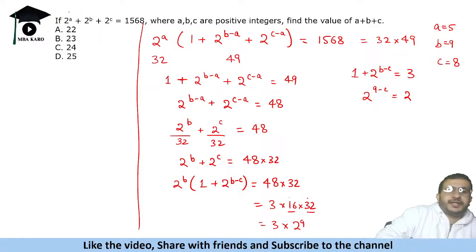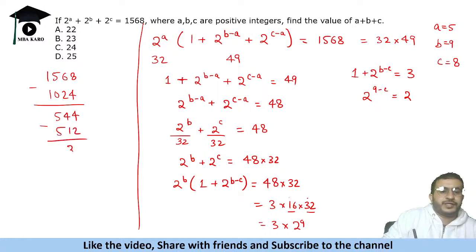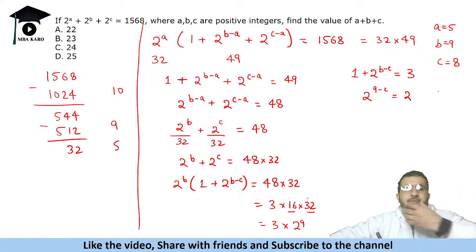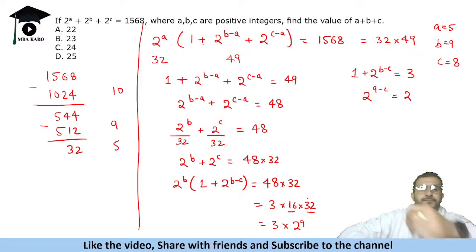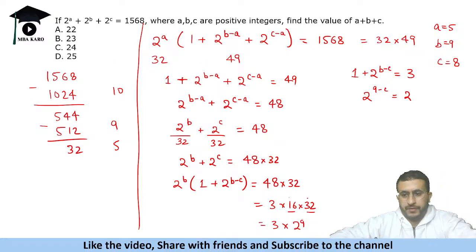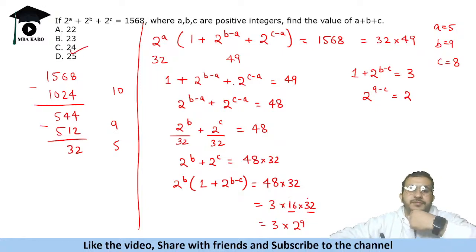वैसे दूसरी तरह से देखते हैं, that is a better way, कि 1568 में से हाईएस्ट पावर सब्ट्रैक्ट कर लो, that is 1024. So we will get 544. इससे 512 सब्ट्रैक्ट कर लो, you will get 32. So this is 10, 9 and 5. ये बेटर वे है सॉल्व करने का. सो 24 आंसर आएगा. बट इस मेथड में क्या गड़बड़ हो रही है?